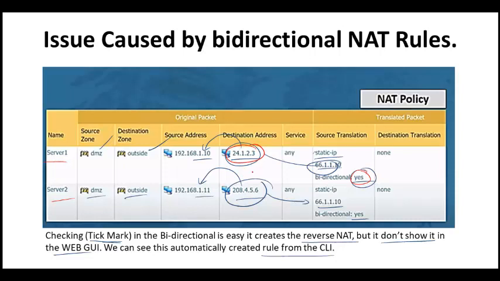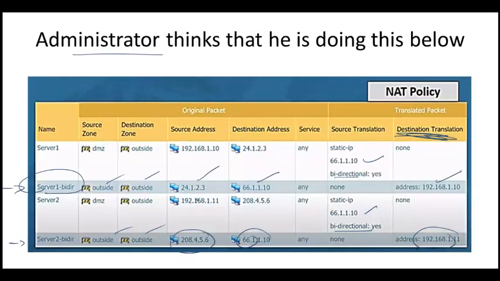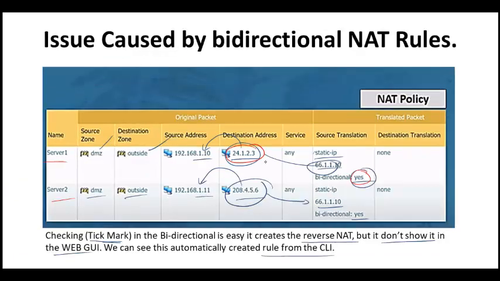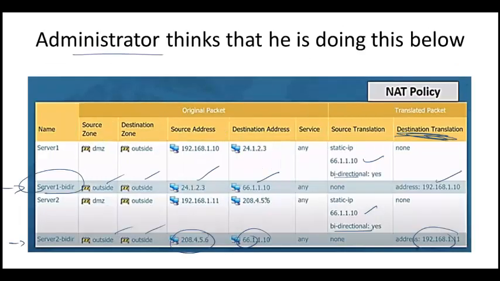Right? Now, when it comes from outside, what is the destination? 66.1.1.10. Yes or no? That's the destination address. Please respond. Yes. That's what you see here. The destination address. Both are in the outside zone, isn't it? Source zone and destination zone. Please respond. 24 is also outside, 66 also outside. Yes or no?